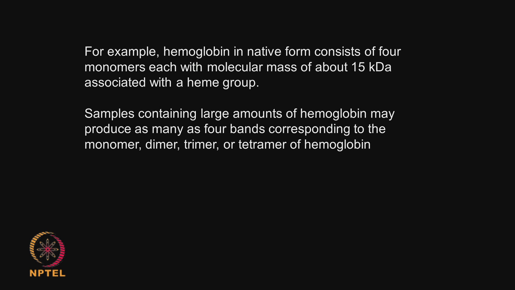So, these are various ways by which you could draw conclusions by looking at the bands that appear in your SDS gel. For example, native hemoglobin consists of 4 monomers, each of 15 kilodalton, all associated with the heme group. When you run that, you will see 4 bands corresponding to monomer, dimer, trimer or tetramer of the hemoglobin. So, we will have 4 different bands each having different molecular weight, and each one will be characteristic of the monomers present in the tetramer.